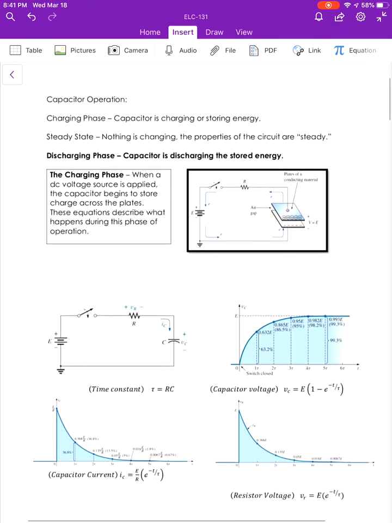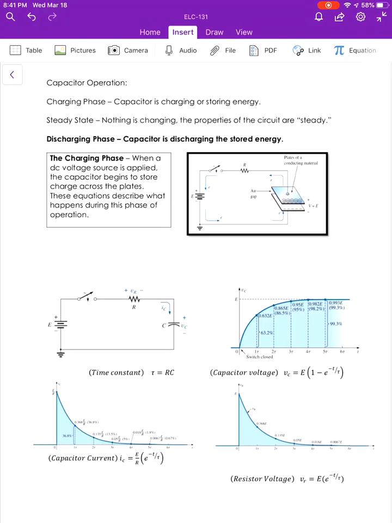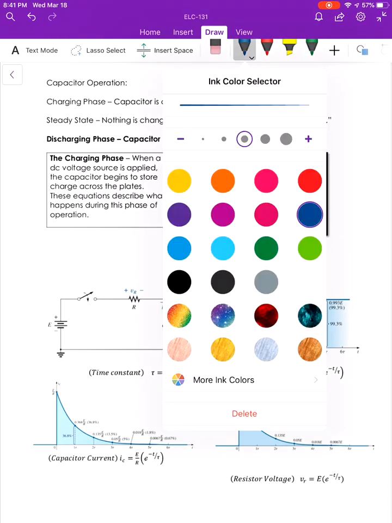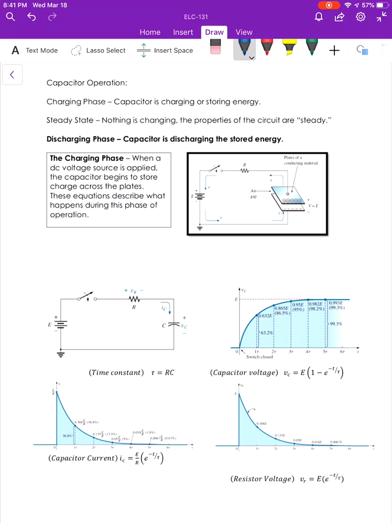So just to review a little bit of what we've done before, in the charging phase, we see the following relationships happening. We see that our capacitor voltage starts at a minimum at zero, and over time it goes to its maximum charge. That equation looks like 1 minus e to the minus t over tau, where our maximum would be E in this particular circuit. We're looking at this circuit right here.